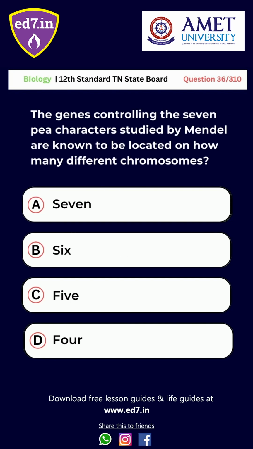Question number 36. The genes controlling the 7 characters studied by Mendel are known to be located on how many different chromosomes? Option A 7, B 6, C 5, D 4. And the right answer for this question is option A, 7.